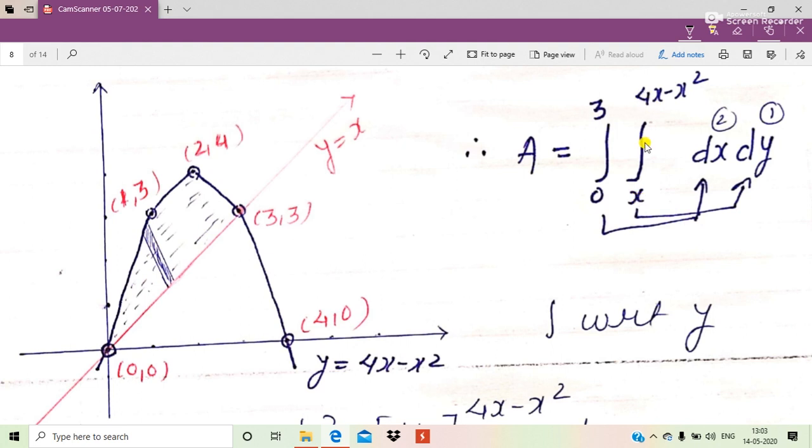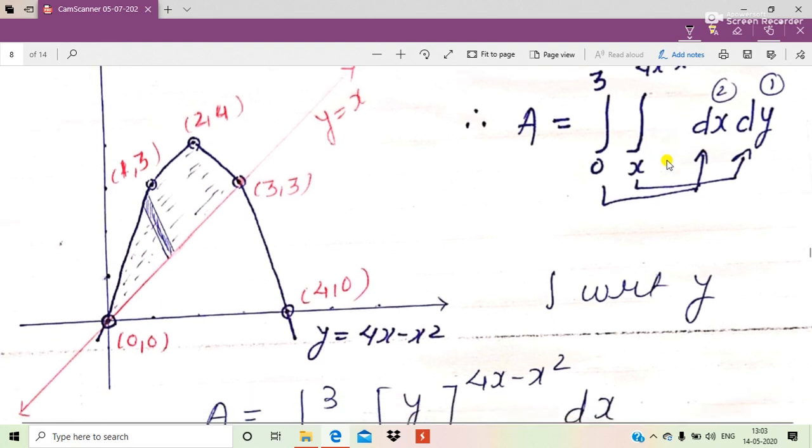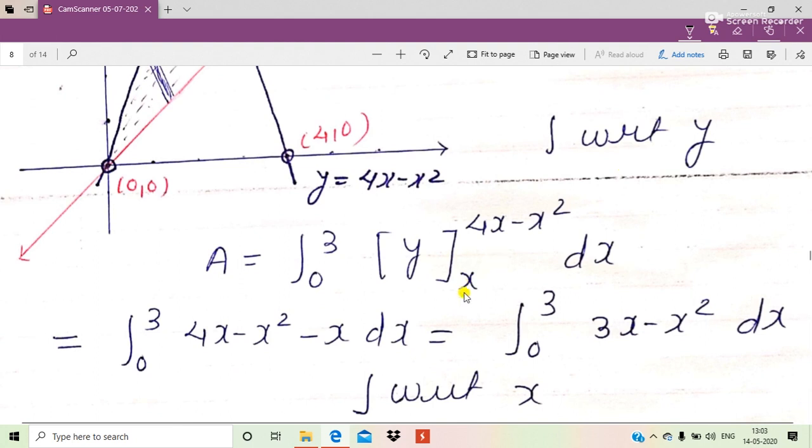Since we have to evaluate variable limits first, we have to first integrate with respect to y, then we have to integrate with respect to x. So the order will be first with respect to y and next with respect to x. So first integrate with respect to y. When we integrate 1 with respect to y, the integration will be y, and we put the limits x to 4x minus x square and apply upper limit minus lower limit.